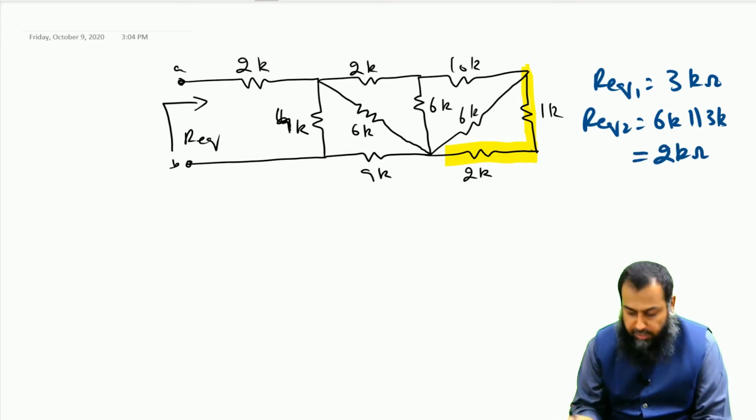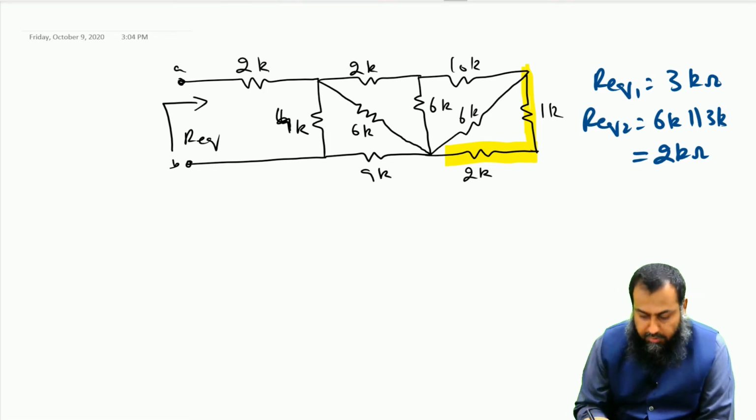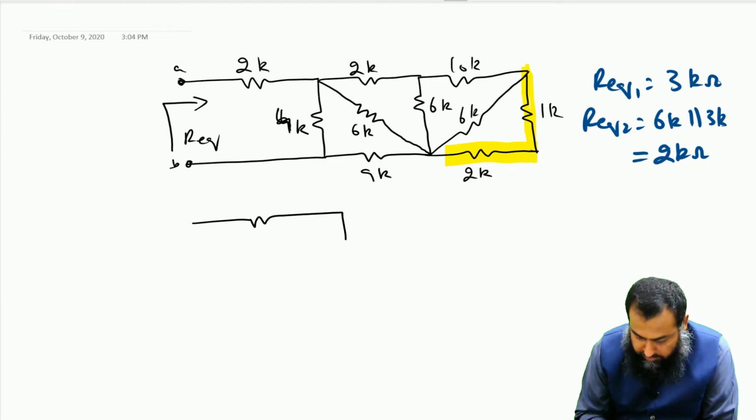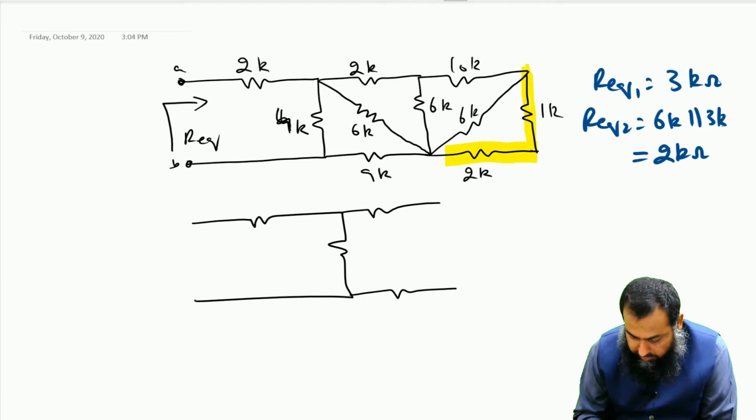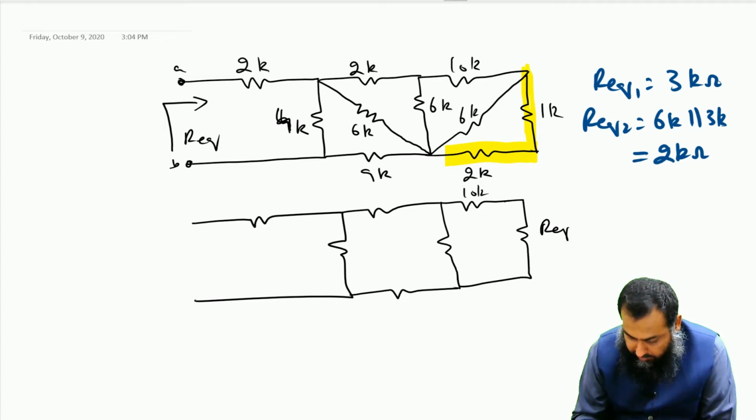So the new circuit that will emerge after this simple conversion is that we have this resistance, and this one, then we have another resistance here. So we have this 10k, and this is the R equivalent 2. This is 6k. This is 2 kilo ohm.